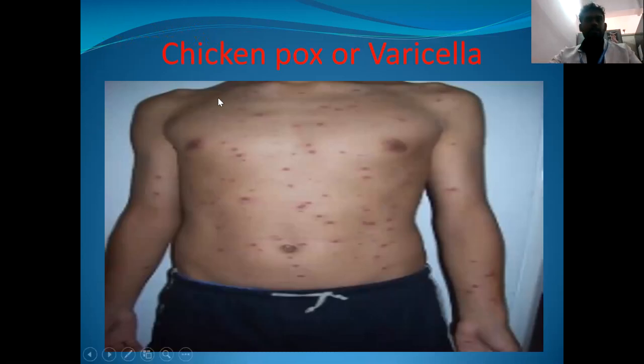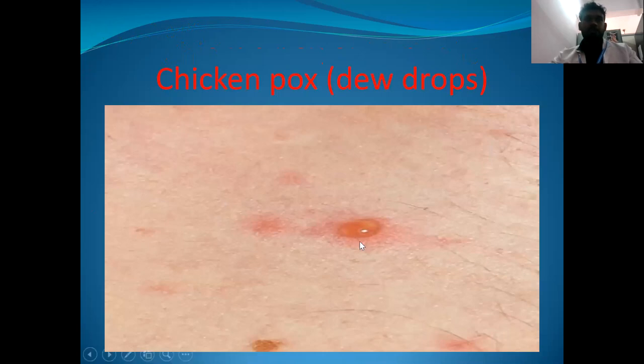So this is the clinical picture which is showing multiple erythematous papules and a few vesicles. Some have already formed crusting. So we can see the lesions are in different stages of evolution. Here we can see it is just an erythematous papule. Later it will progress to a full-blown vesicle, which might later turn turbid and lead to the formation of a pustule, later rupture and form a crust. So here we can see the rose petal appearance. The rose petal is the erythematous skin in the background, and the dew drops are the vesicles which can be seen.